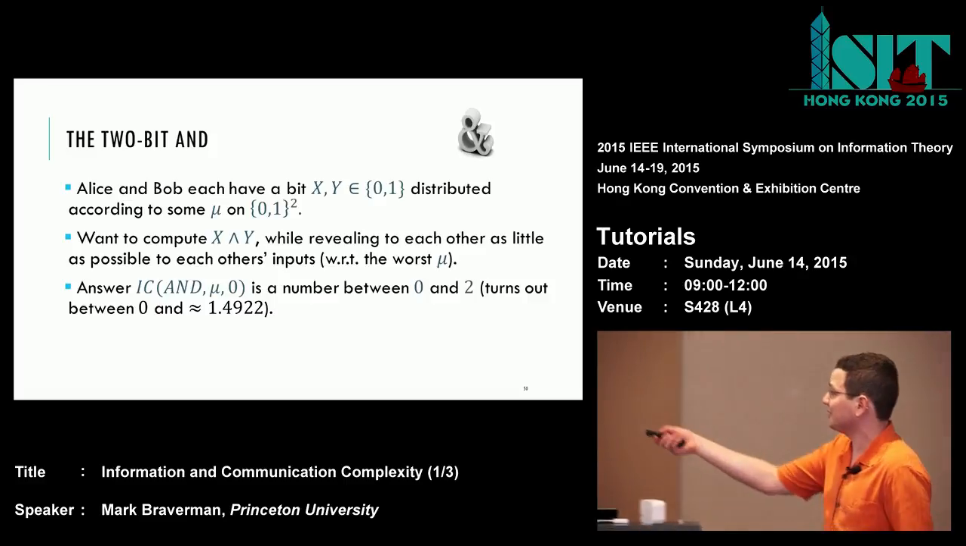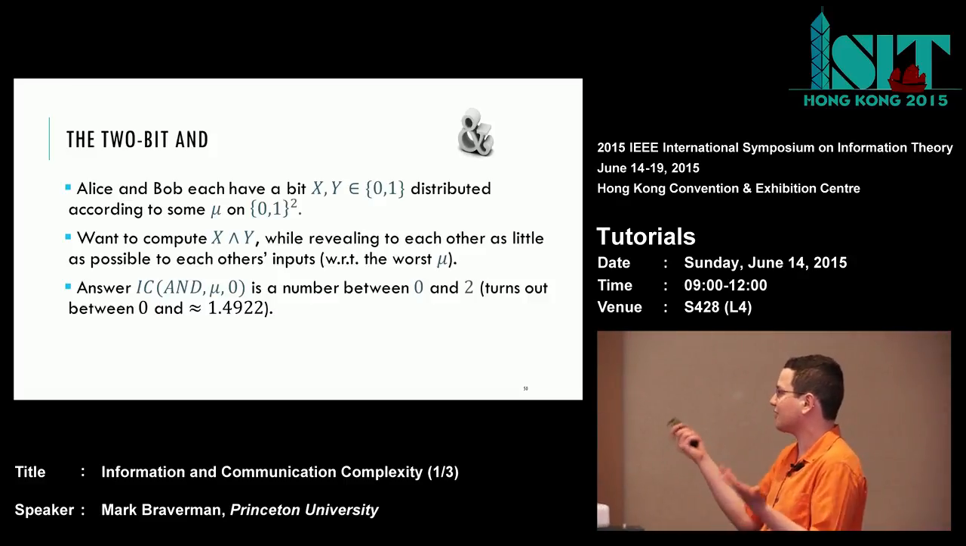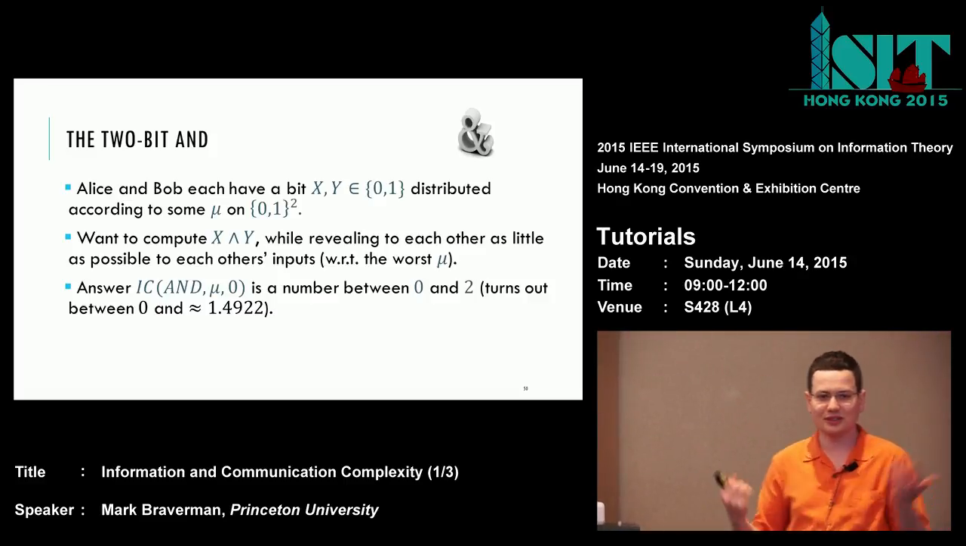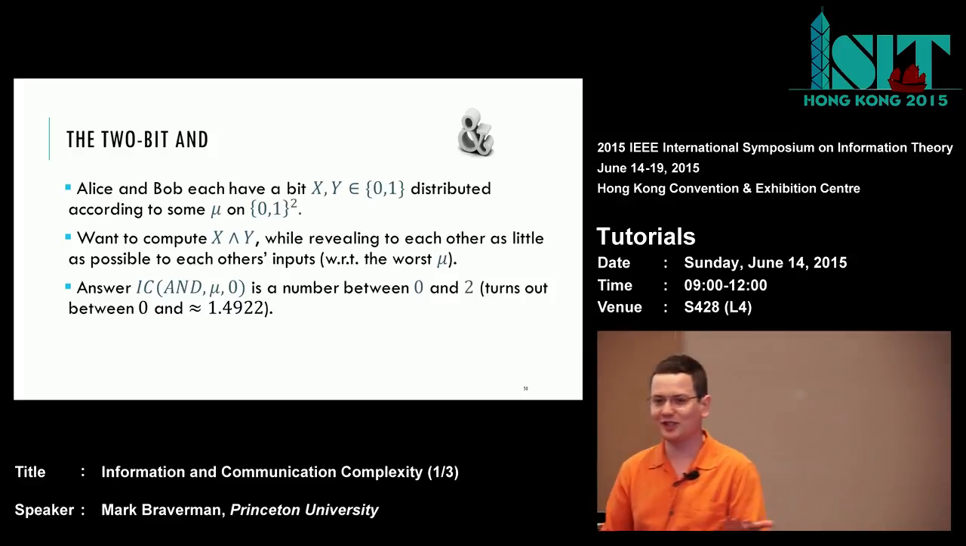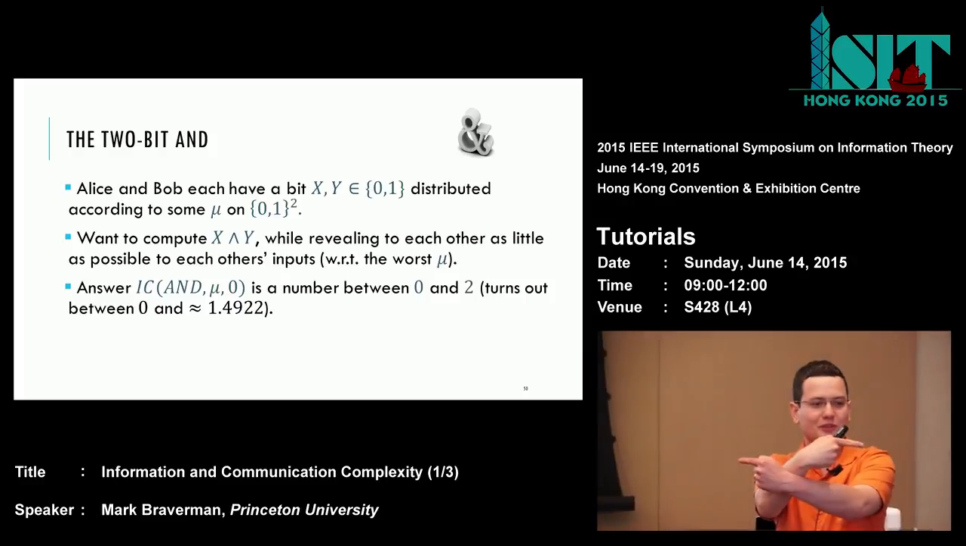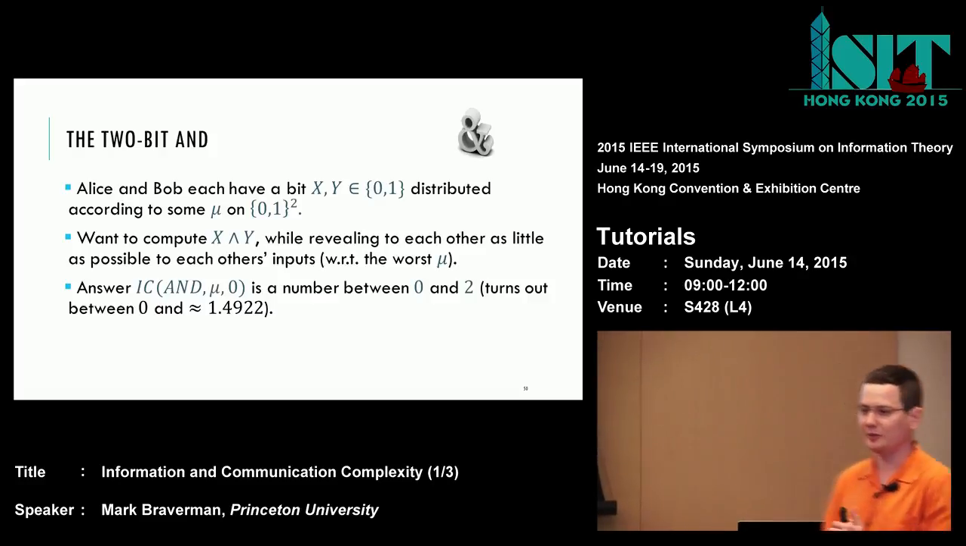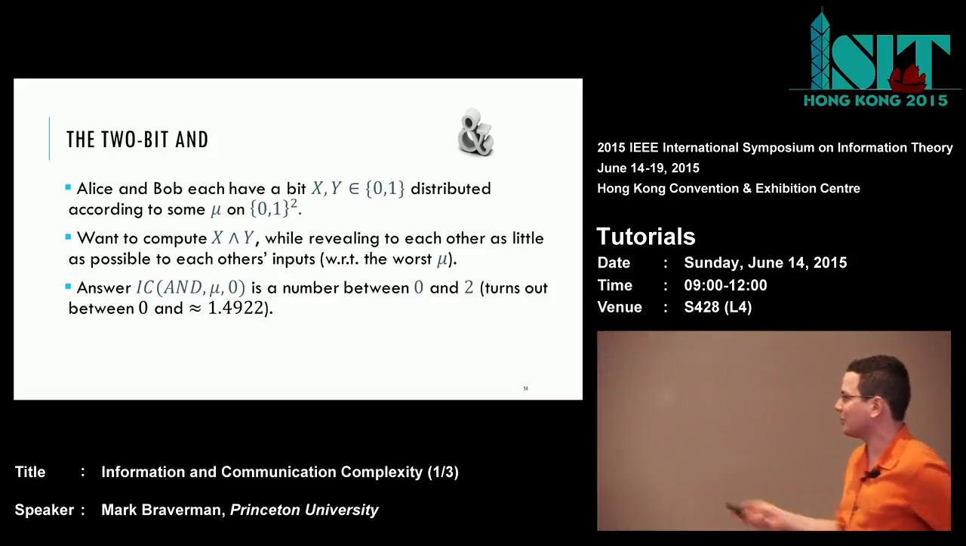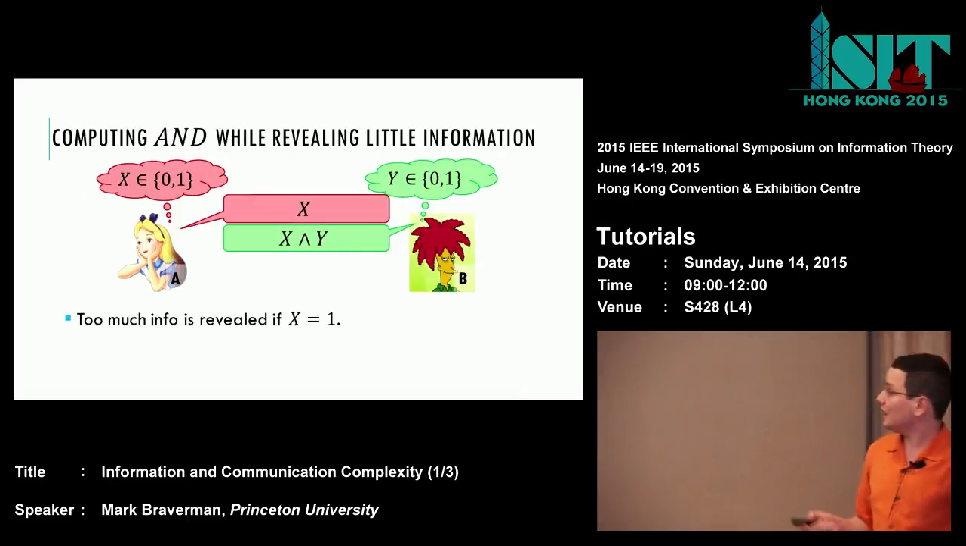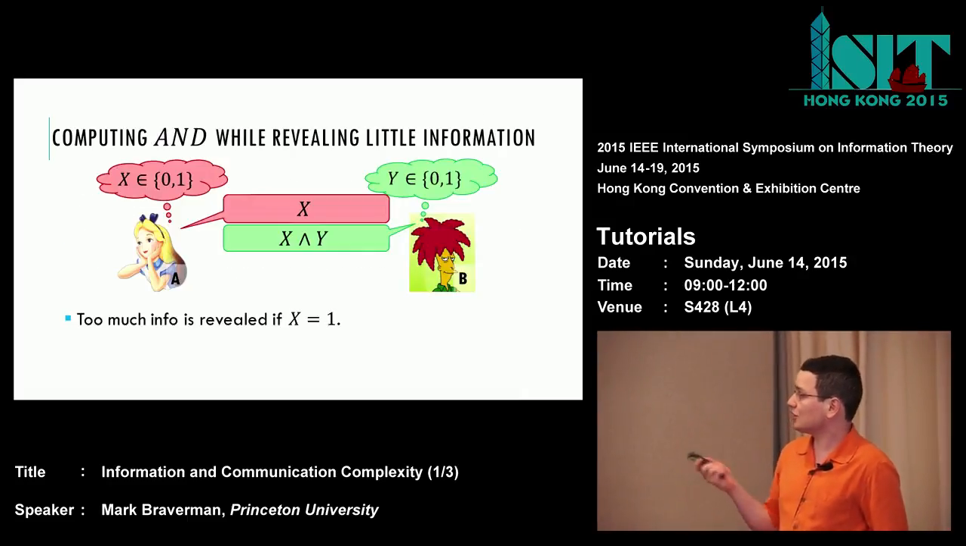So the answer for any mu is a number between 0 and 2. It's non-negative. And at worst, it's 2. Even if you just exchange your inputs, which is the most naive thing you can do, you never reveal more than 2 bits of information. So it's a number between 0 and 2. And so what can we do?